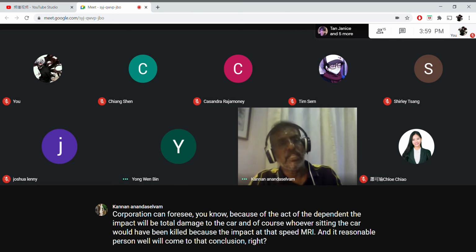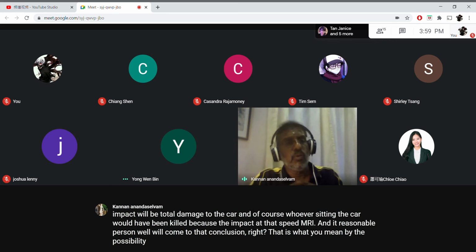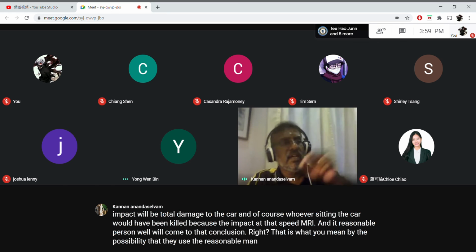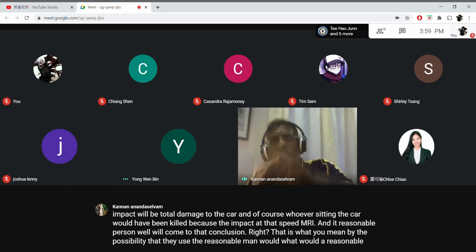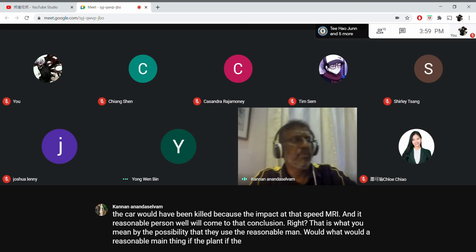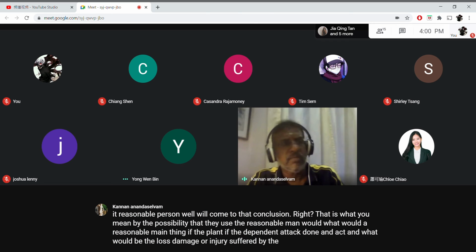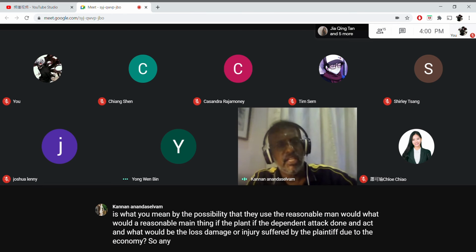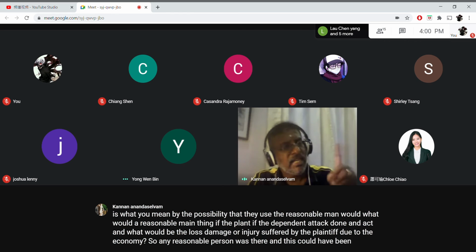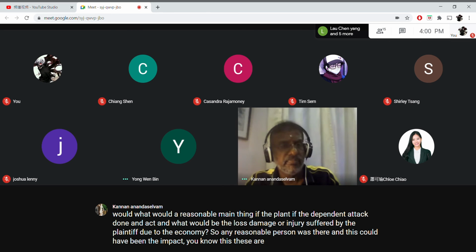That is what you mean by the possibility test, where they use the reasonable man. What would a reasonable man think if the defendant has done an act, and what would be the loss, damage, or injury suffered by the plaintiff due to the act? Any reasonable person will say, this would have been the impact. These are the consequences of it. That's what you mean by the foreseeability test.